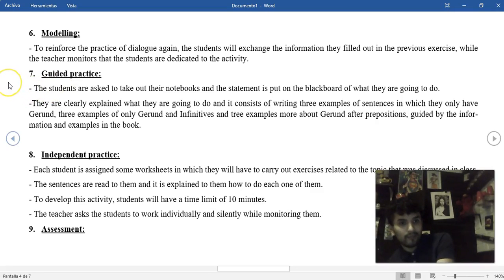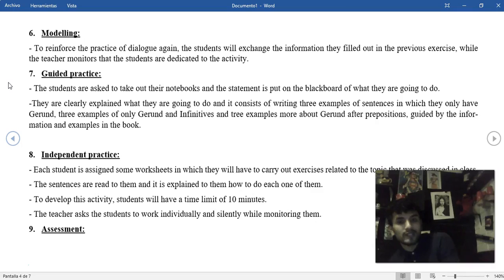The guided practice. The students are asked to take out their notebooks and the statement is put on the blackboard. I'm going to put the statement of what they are going to do. They are clearly explained what they are going to do, and what the activity consists of.